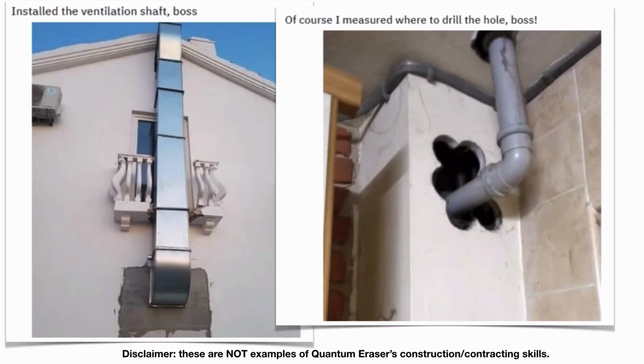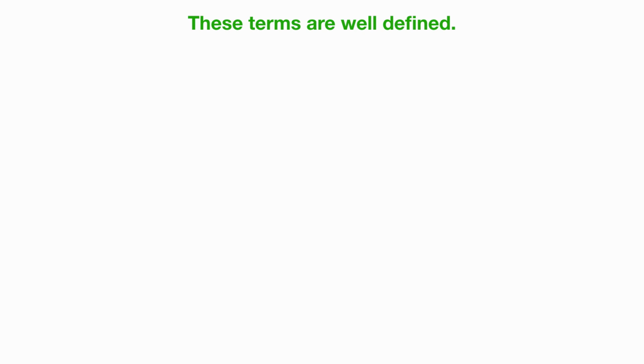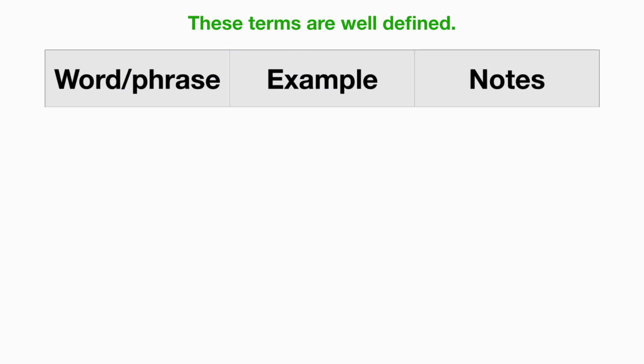So for example, let's say somebody was communicating, I want you to run the ventilation grill up the side of the building and then stop at the roof line. Or on the right, I want you to cut a hole such that the pipe goes in through the wall. So it's really important to carefully communicate. So these terms are well defined.